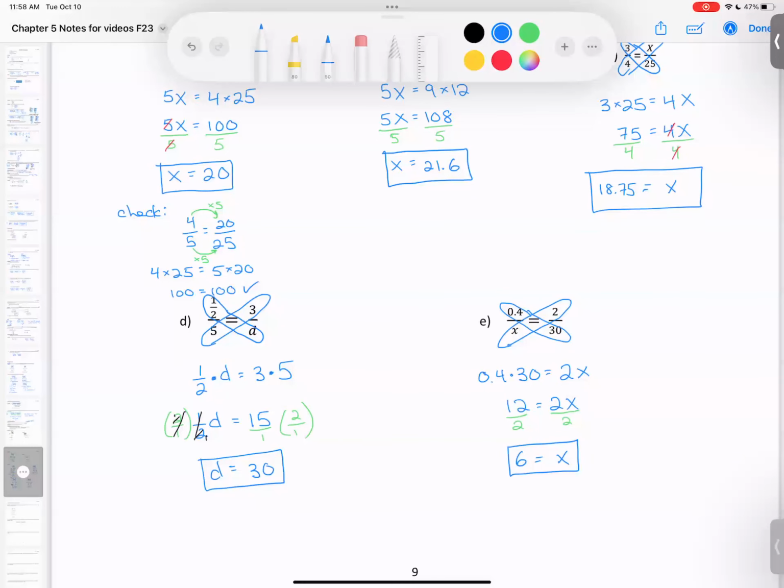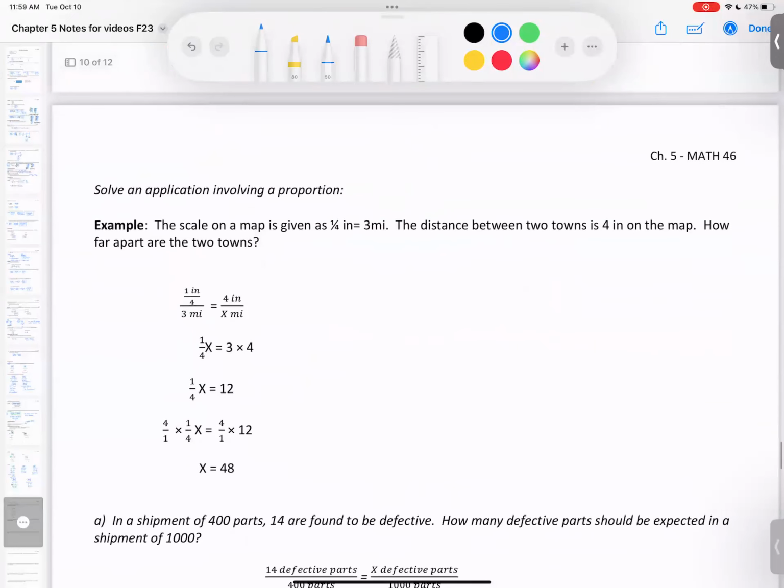All right, let's move into some word problems now for 5.4, where we're solving for an unknown in a proportion. For this example, we have a scale on a map, which is 1/4 inch equals 3 miles. The distance between two towns is 4 inches on the map. We want to know how far apart the two towns are. When you do these word problems, you have to be careful that you're using a consistent measurement.